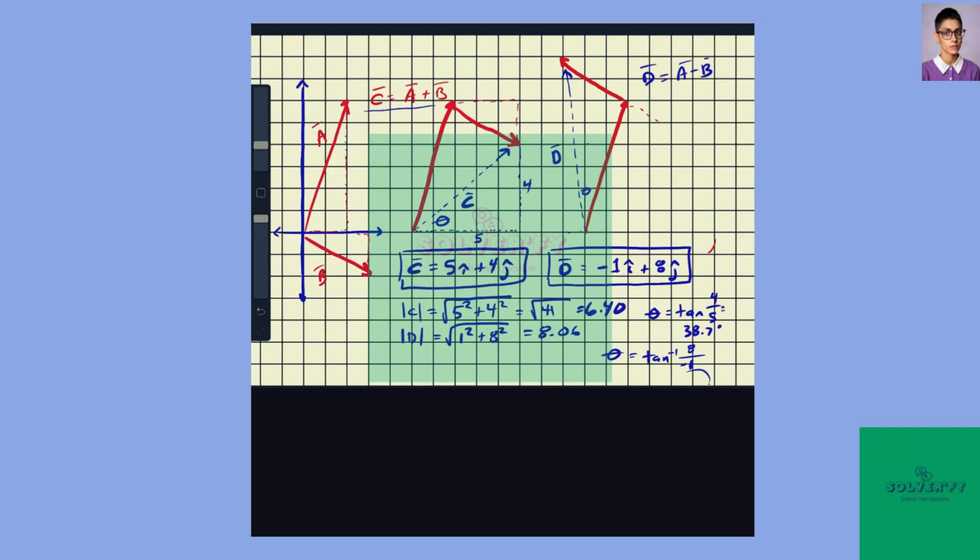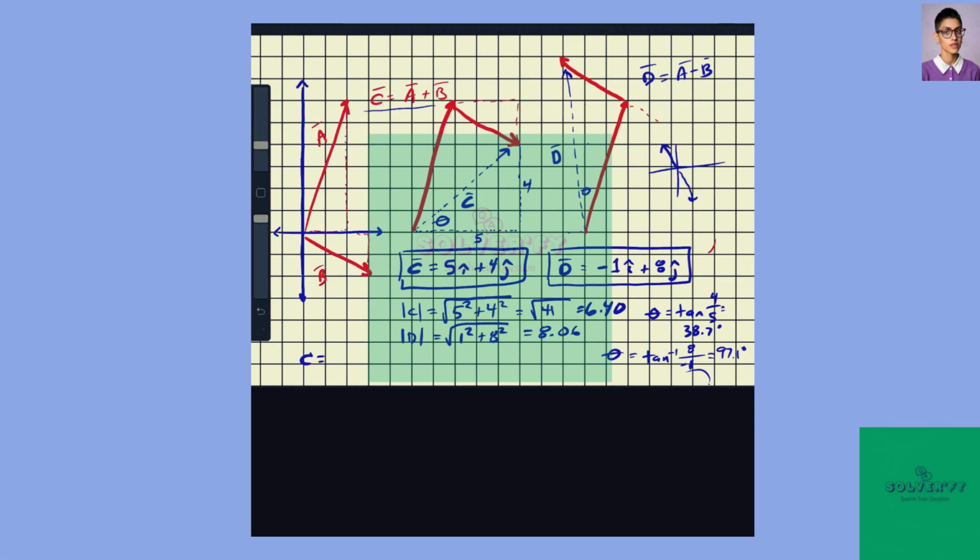Okay. And so if we drew that, that gives us this vector. We really want that vector. And so we add 180 degrees to that. And we get a final answer of 97.1 degrees.